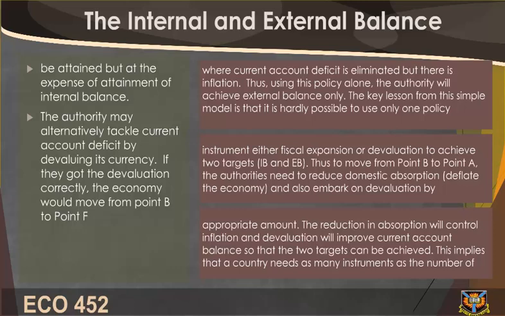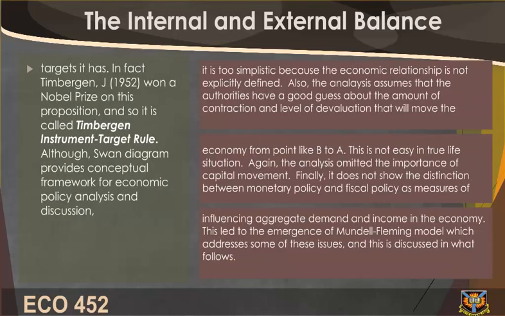Thus, to move from point B to point A, the authorities need to reduce domestic absorption, deflate the economy, and also embark on devaluation by an appropriate amount. The reduction in absorption will control inflation and devaluation will improve the current account balance so that the 2 targets can be achieved. This implies that a country needs as many instruments as the number of targets it has. In fact, Tinbergen J. 1952 won a Nobel Prize on this proposition, and so it is called the Tinbergen Instrument Target Rule.